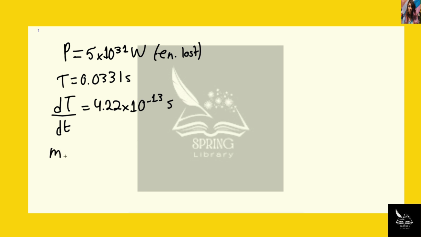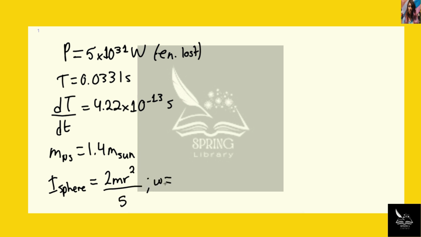We also have the mass of the neutron star being 1.4 times the mass of the sun. We have the moment of inertia of a sphere, so this is going to be 2mr squared over 5. And we're going to say that omega, the angular velocity, is going to be equal to 2 pi over T, the period. We know that energy lost by the neutron star is going to be equal to energy released by the nebula.